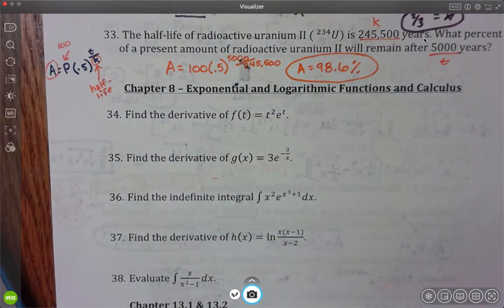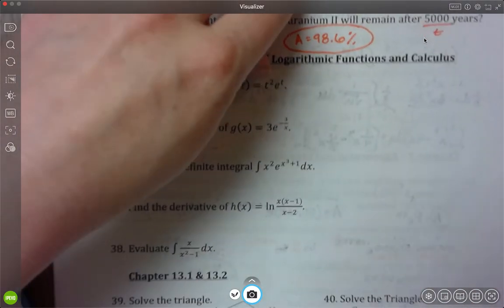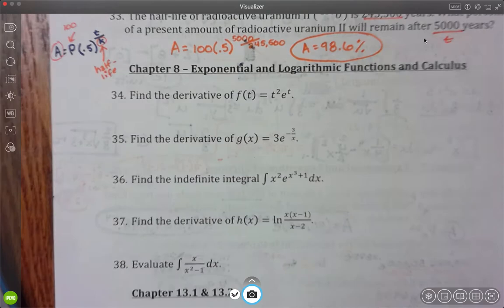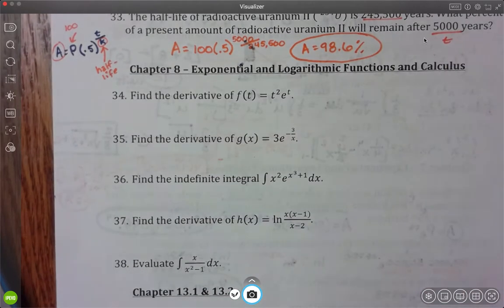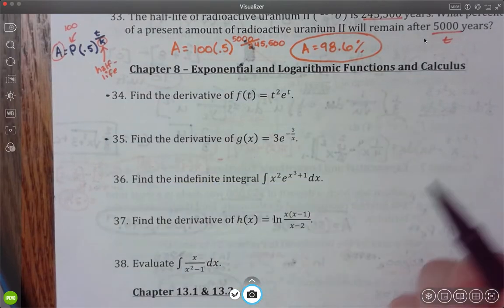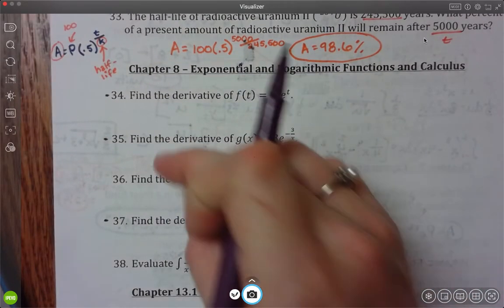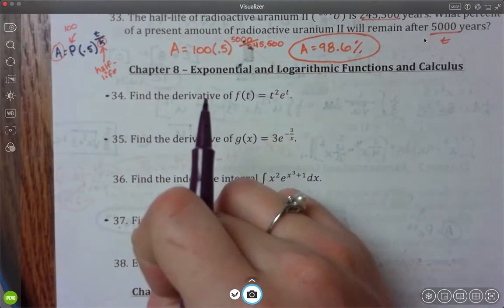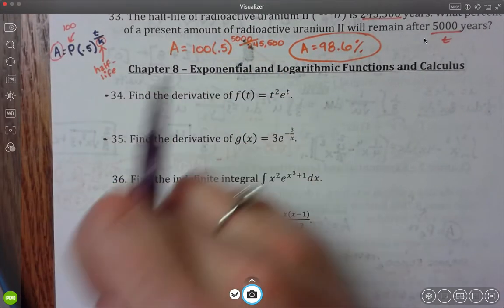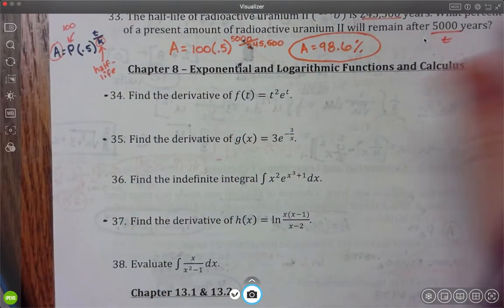But chapter 8 had derivatives and antiderivatives of logs in the same chapter. So what I'm going to do is, 34 is a derivative, 35 is a derivative, and 37 is a derivative. So we're going to skip 36. We'll do 34, 35, 37, and then we'll come back and do 36, then 38, so that we can do all the derivatives together, all of the antiderivatives together. It's just going to be easier to do it that way.